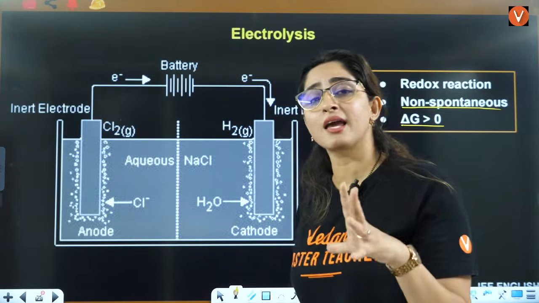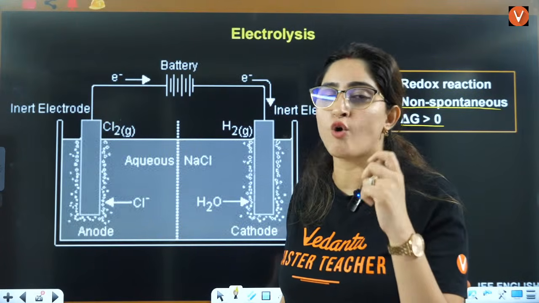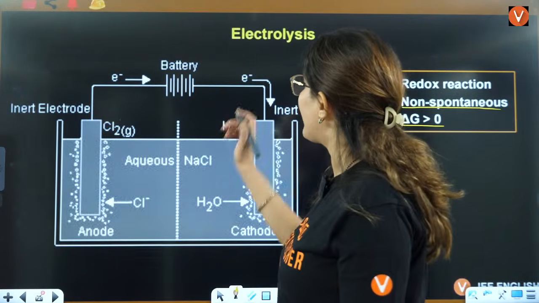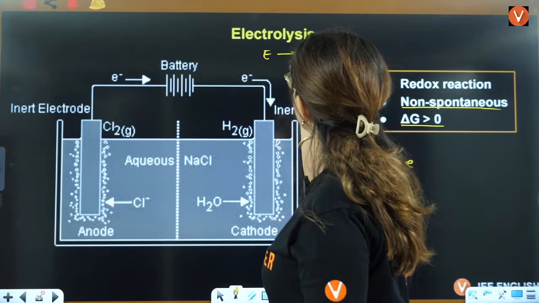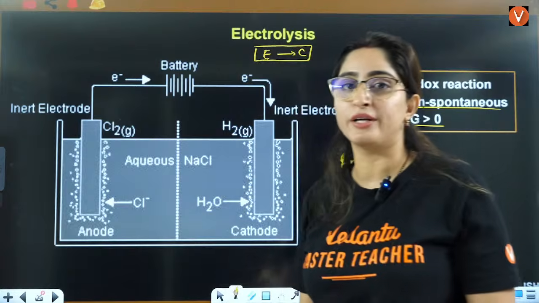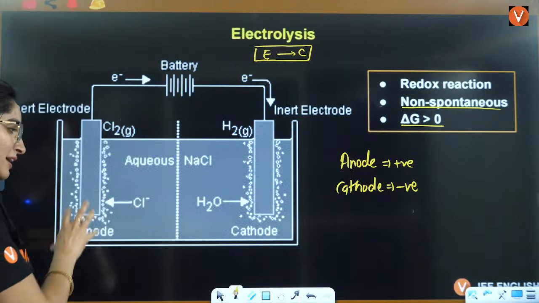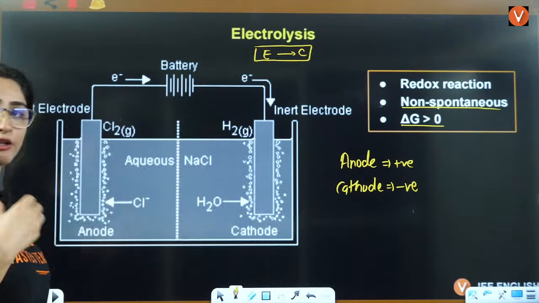But here in this case, it is in a beaker. In just one beaker, you have 2 electrodes dipped here, and here electrical energy is converted to chemical energy. That's why you have the attachment of battery here, right? Now some things are deposited at anode, some things are deposited at cathode, right?